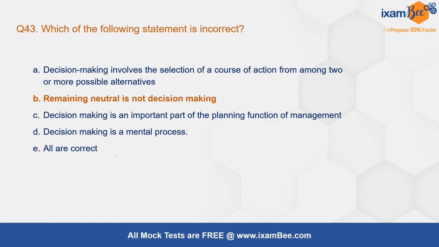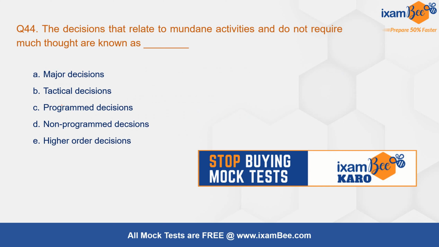The correct answer here is B. Remaining neutral is not decision making. This is incorrect because by remaining neutral, you are choosing to remain neutral. That is also a decision you have taken, to remain neutral. So it is a decision making.